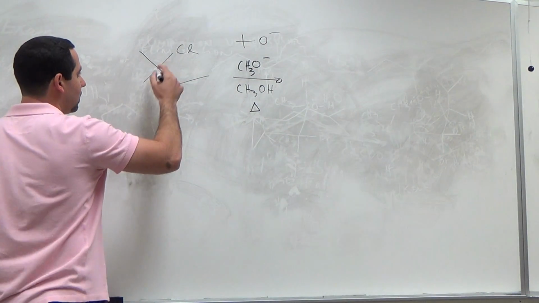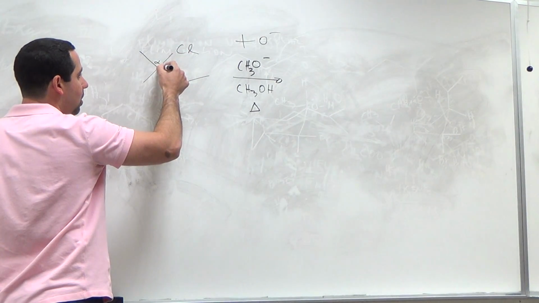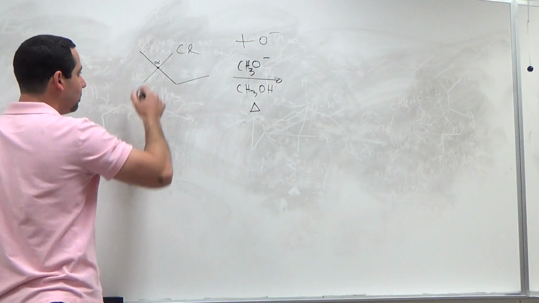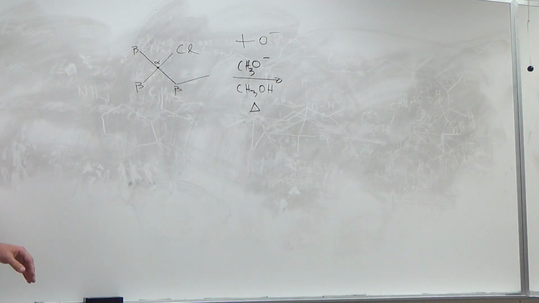Now, what do you look at when you're doing an elimination? The hydrogen that the base is going to take, and where the leaving group is. The carbon with the chlorine is the alpha carbon. Here's a beta, here's a better beta.